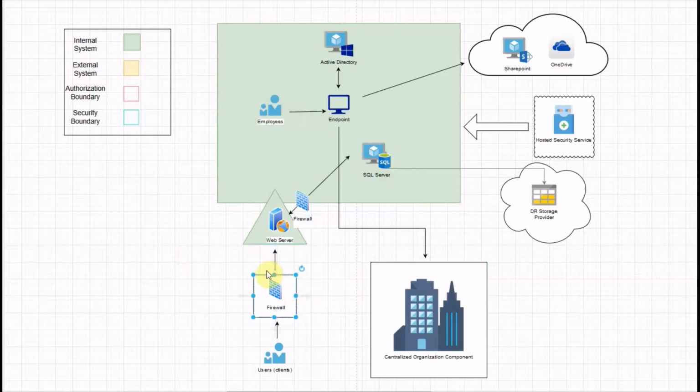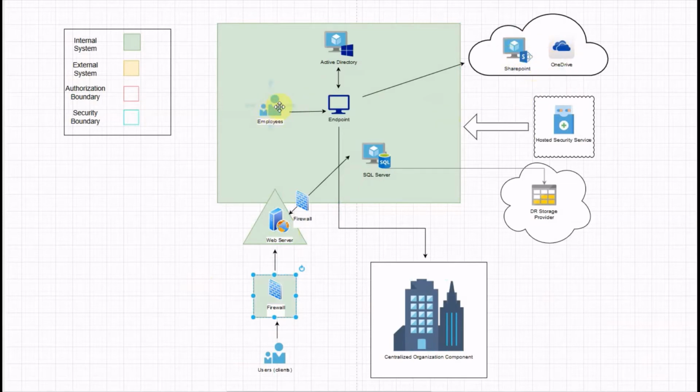One step further, we have our perimeter firewall here, where we're going to be defining inbound and outbound traffic flow rules, deciding how our users are going to be able to connect to our information system. And because we exercise that complete control over this perimeter firewall, that's going to be internal to the information system. Now, as we make our way around here, we can see that our employees are accessing information, storing information on SharePoint and OneDrive.